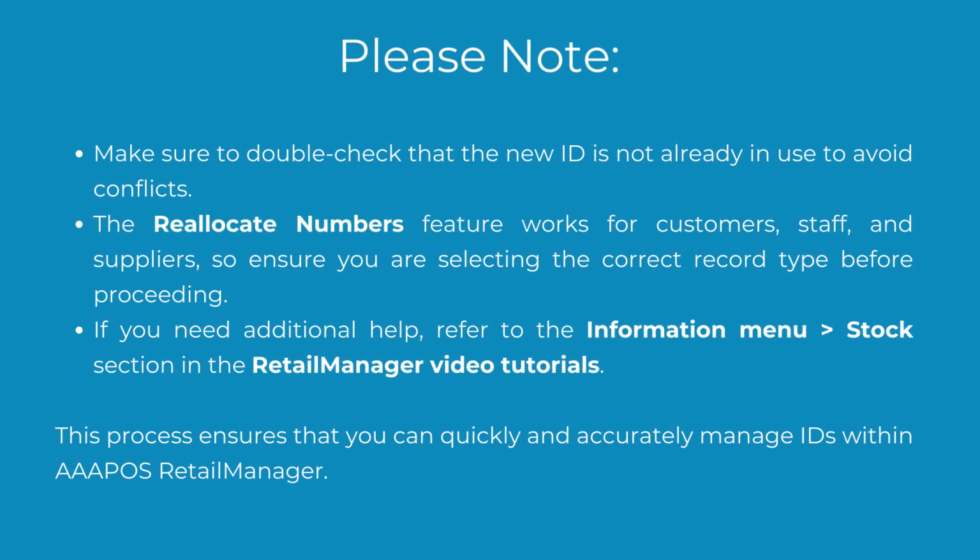Please note: make sure to double-check that the new ID is not already in use to avoid conflicts. The Reallocate Numbers feature works for customers, staff, and suppliers, so ensure you are selecting the correct record type before proceeding. If you need additional help, refer to the Information menu, Stock section in the RetailManager video tutorials. This process ensures that you can quickly and accurately manage IDs within AAAPOS RetailManager.